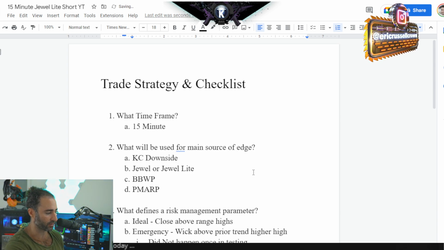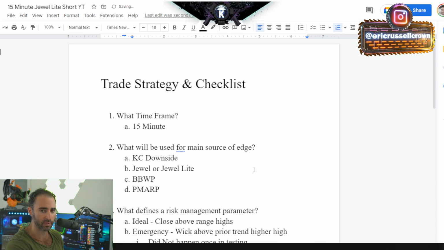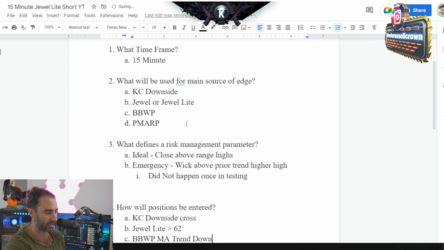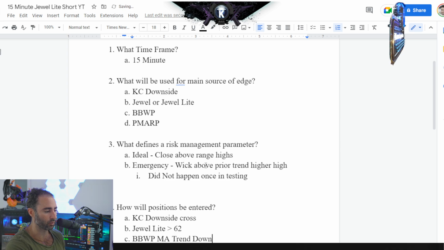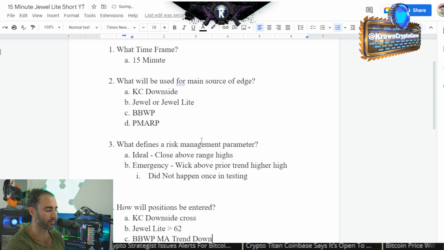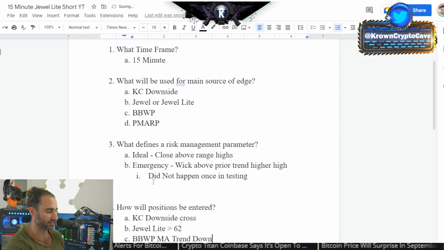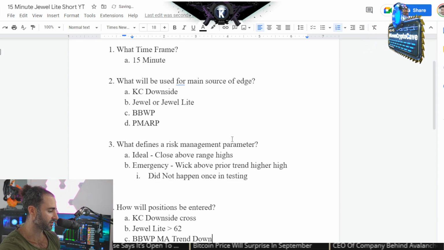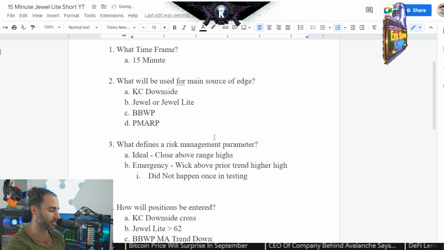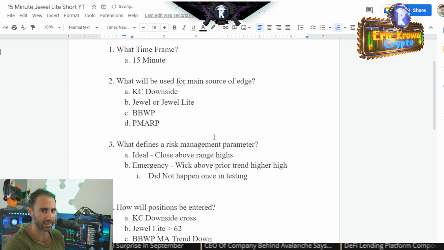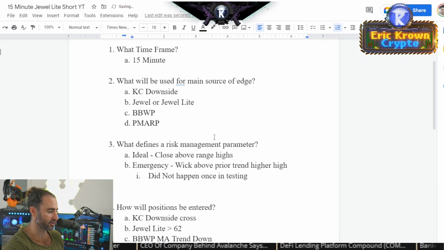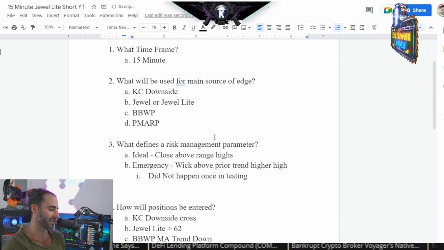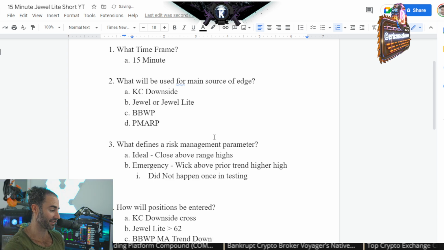All right, so first things first, what defines a risk management parameter? Ideally, we want to see a closure above the range highs. In an emergency situation, a wick above the prior trend higher high. In my testing, this actually has not happened once yet, I should say, yet. Of course, that doesn't mean that it can't happen, but it hasn't happened as of now. Regardless, always need to have an emergency condition because you'd much rather have it in there for when you actually need it, and just hope that doesn't get hit, I suppose.